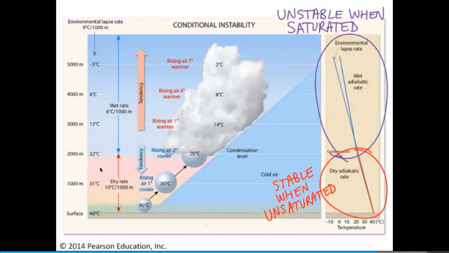So we start off over here on the lower left where we have the rising air being forced aloft, but you can see that it's cooler than the surrounding air, so its tendency is to sink. But once it gets above that condensation level, you can see that its temperature is greater than the surrounding air, and so its tendency is going to be to rise.